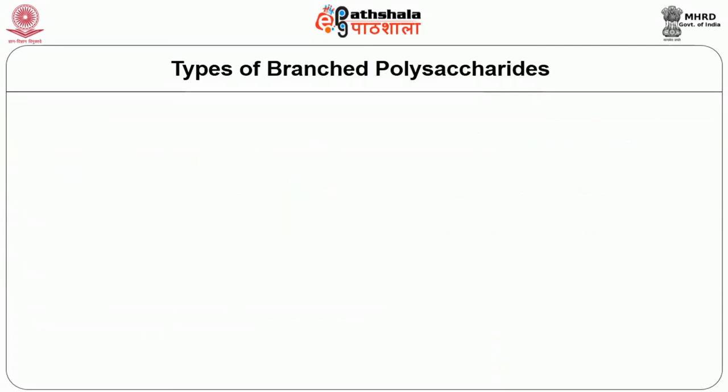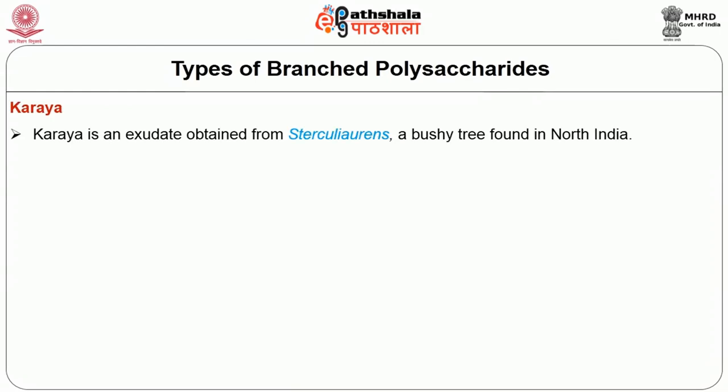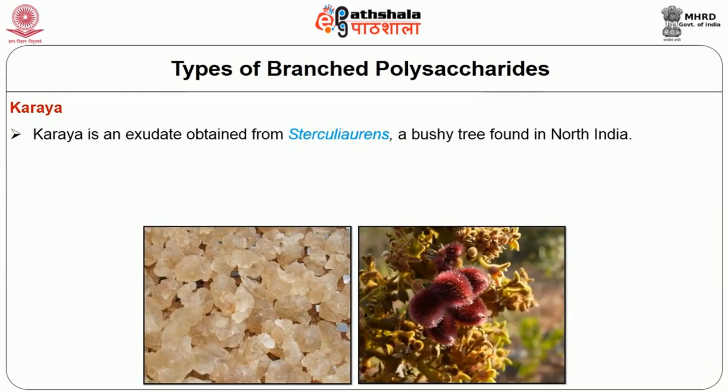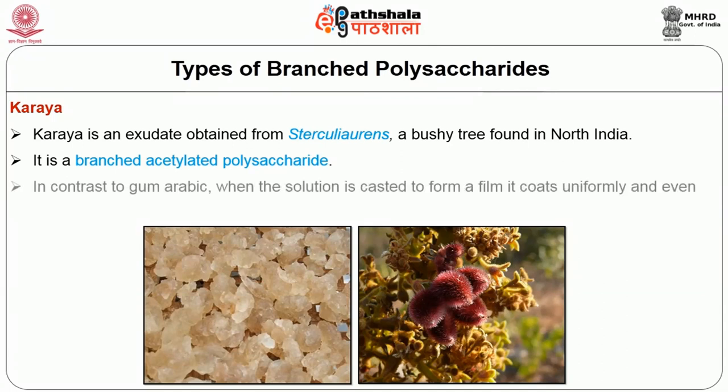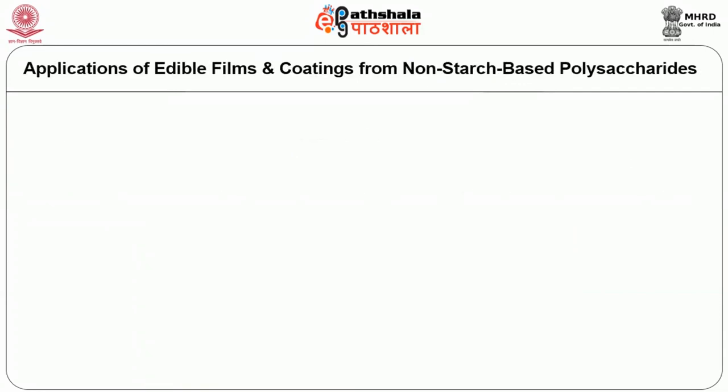Next type of branched polysaccharide is karaya. Karaya is an exudate obtained from Sterculia urens, a bushy tree found in North India. It is a branched acetylated polysaccharide. In contrast to gum arabic, when the solution is cast to form a film, it coats uniformly and even after drying does not crack. In the last part of this session, we will see the application of edible films and coatings from non-starch based polysaccharides.